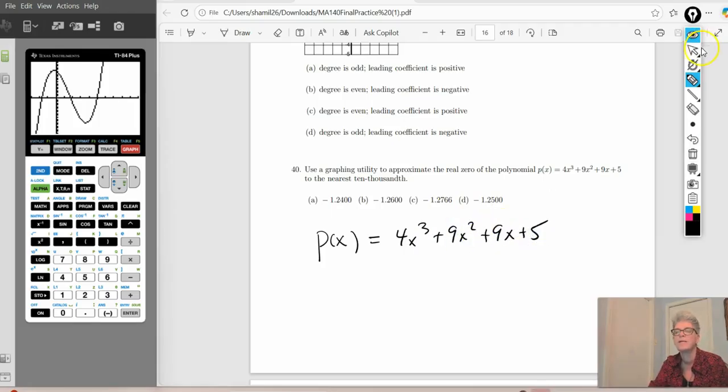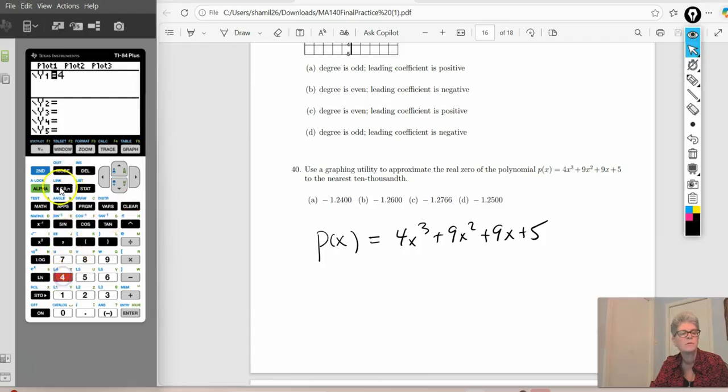Okay, so it says to use the graphing, because look at the selections there. You're going to have to know how to do this in your graphing calculator. All right, so let me get into there. Let me clear that out, and I'm going to enter that in.